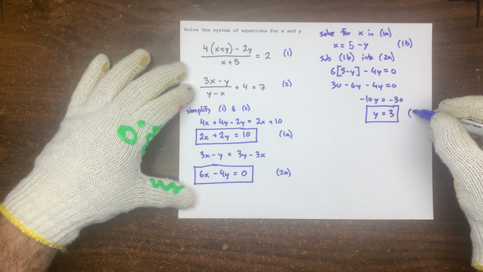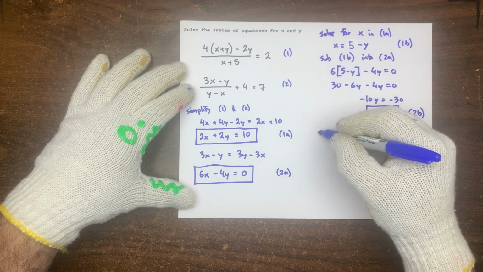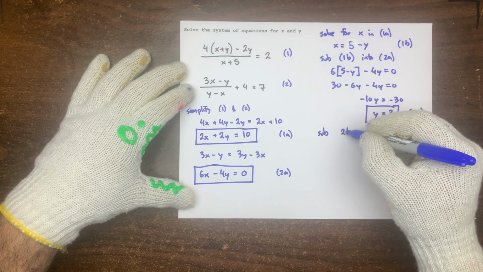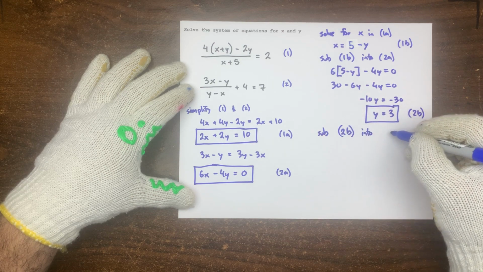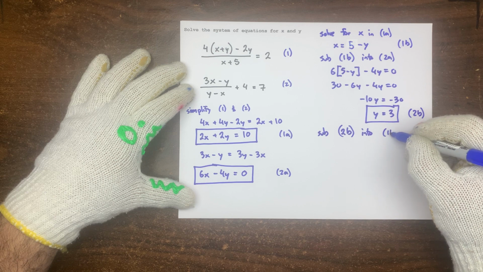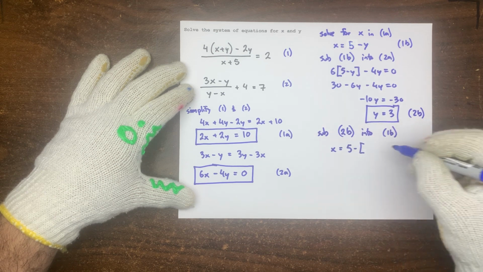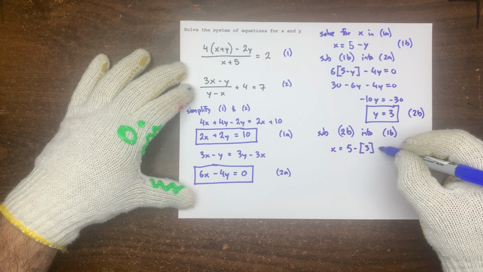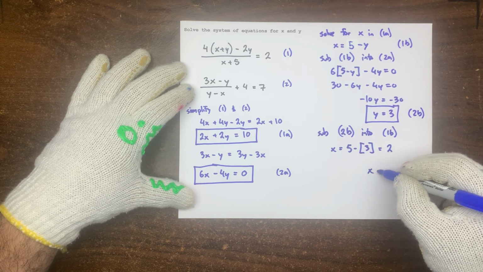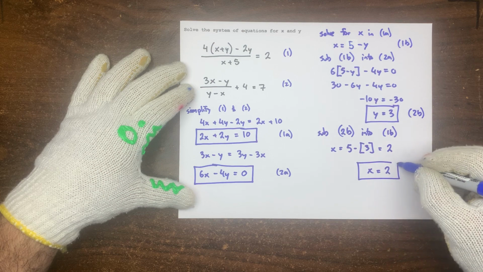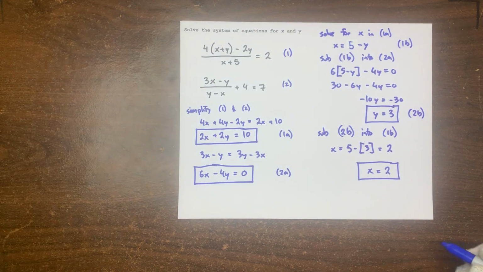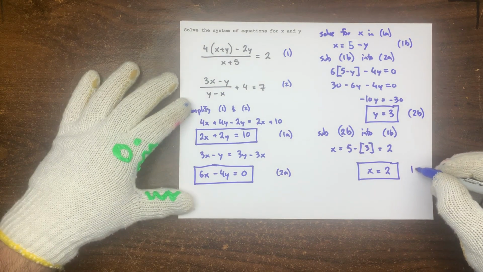Great, that's equation 2b. We'll sub 2b into 1b, and we'll get x equals 5 minus 3, which is equal to 2. So x is equal to 2. And you can call that equation 1c, I guess, but it has now been solved.